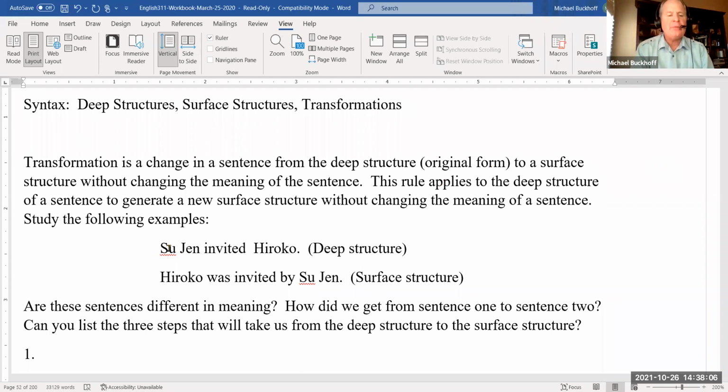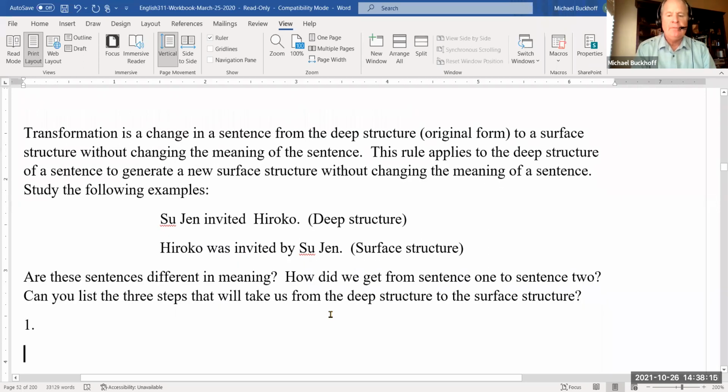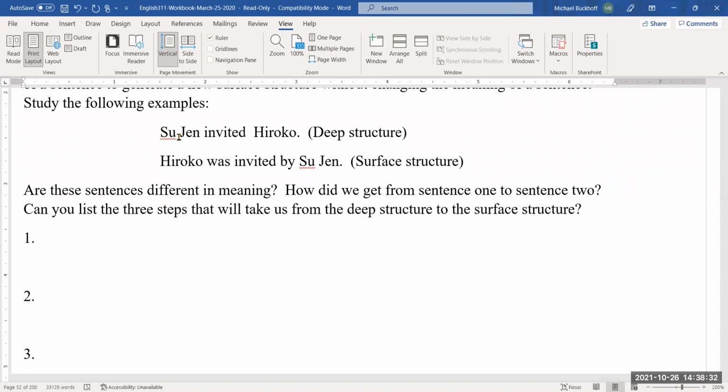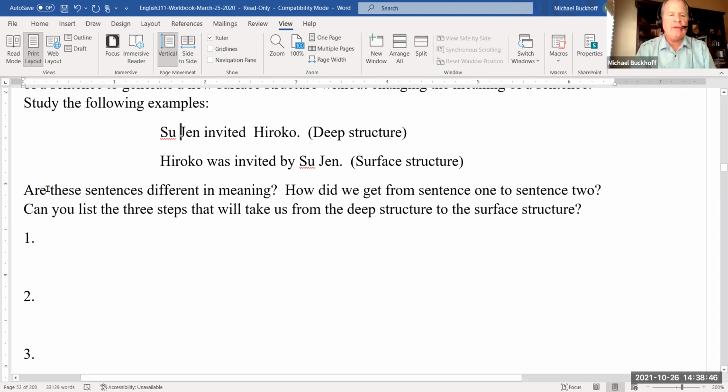So let's take a look here. Sujin invited Hiroko. Hiroko was invited by Sujin. So now the question is, are these sentences different? Are they the same in meaning? What do you guys think? They're the same in meaning. That's right. So if I said Sujin invited Hiroko or Hiroko was invited by Sujin, it's the same thing. Are they arranged exactly in the same order? No, but they have the same meaning.